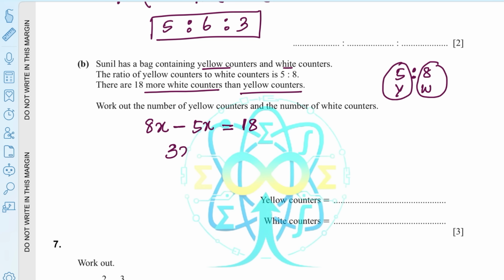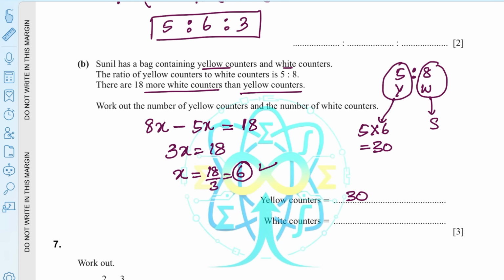So 3x equals 18 counters. Divide by 3 on both sides: 18 over 3, that means the value of x is 6 here. Is it okay? Now to find the yellow counters, I'll multiply by 6, so 5 times 6, that's 30 counters for yellow. For white counters it will be 8 times 6, that equals 48, so 48 counters for white.